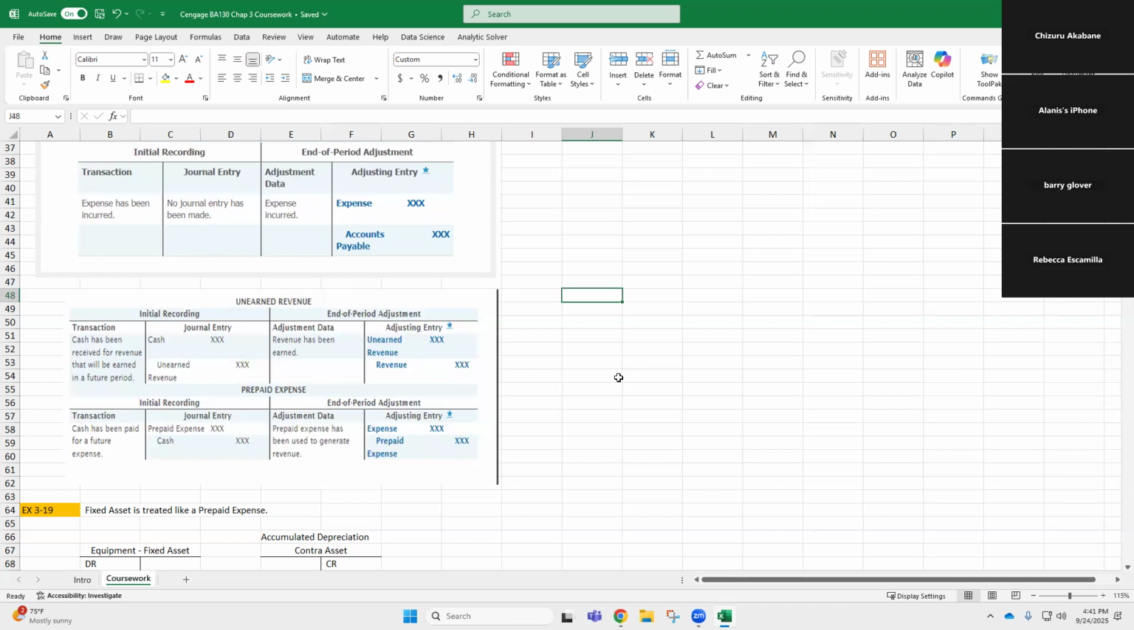Contra asset. This account only exists to go hand in hand with this one. Kind of like peanut butter and jelly. That's why I put the parentheses around the two accounts. Nowhere does this one go without this one. So this one is called accumulated, and I'm going to abbreviate, accumulated depreciation for this piece of equipment.